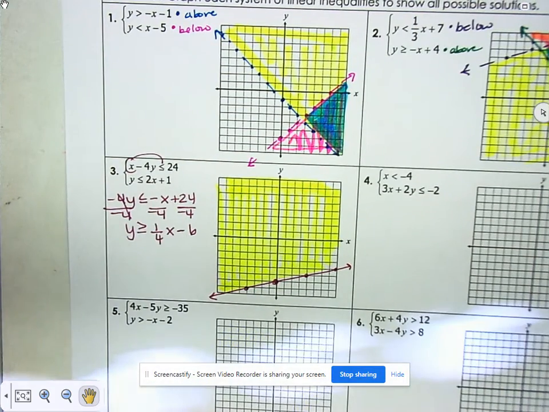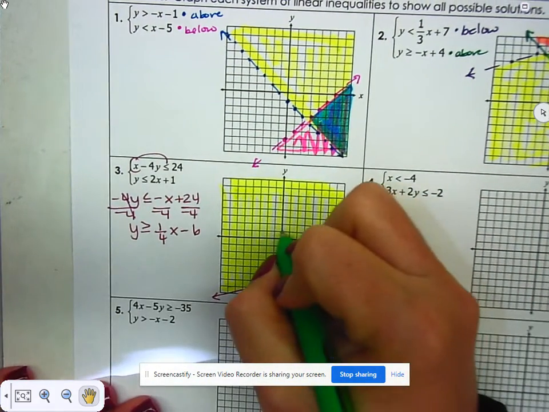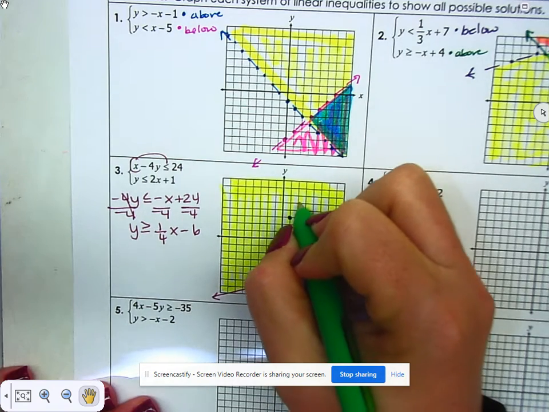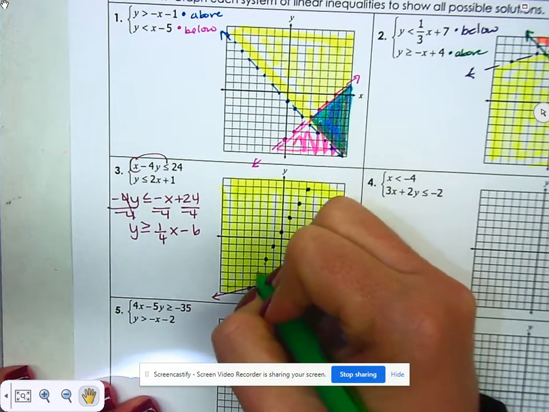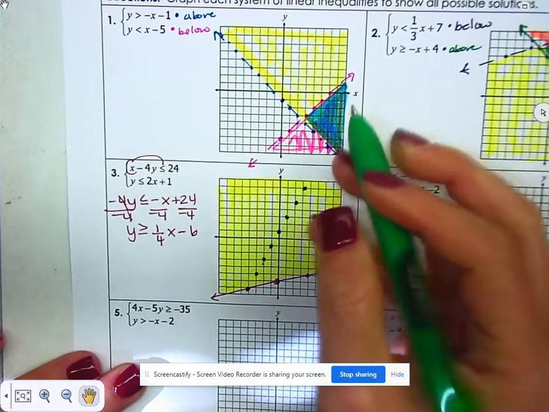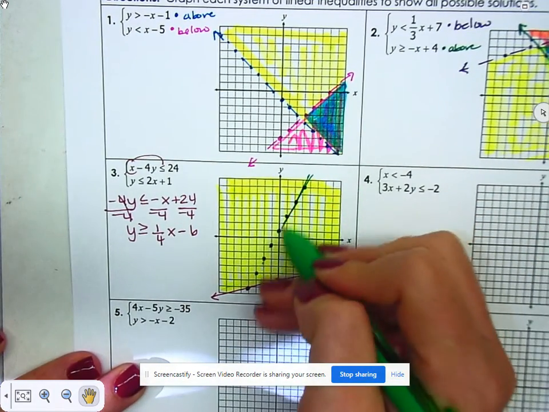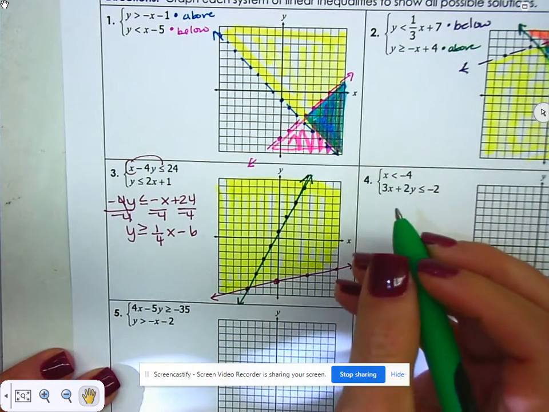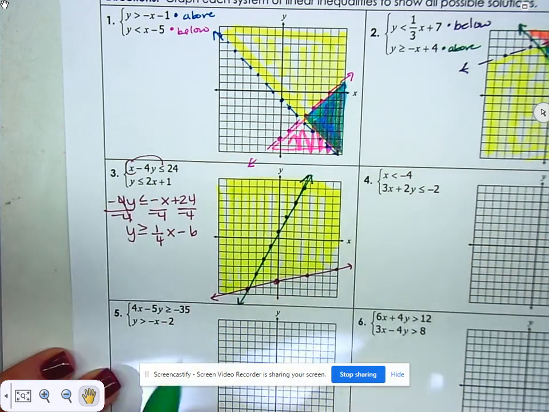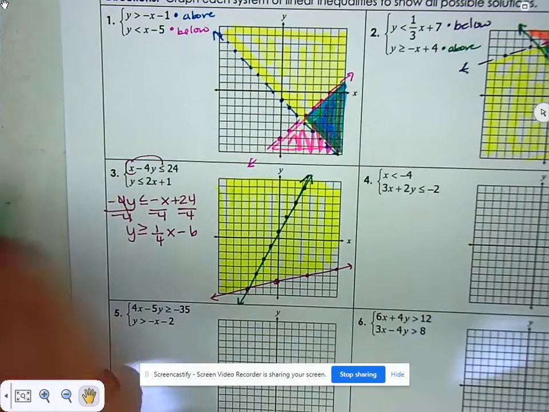The bottom line, we're going to start at plus 1, and we're going to go up 2 and right 1. That one is also solid. And it is also less than on that one, so we are going to shade below.